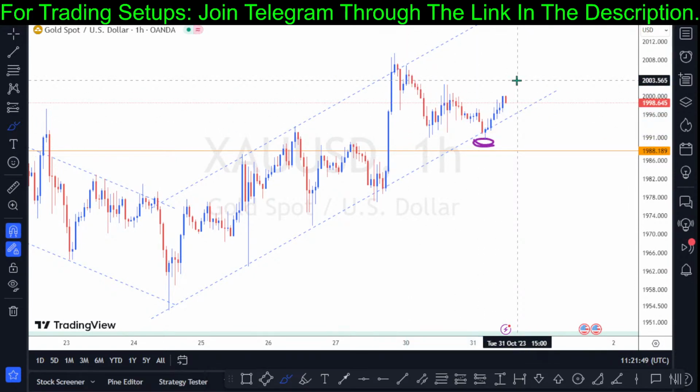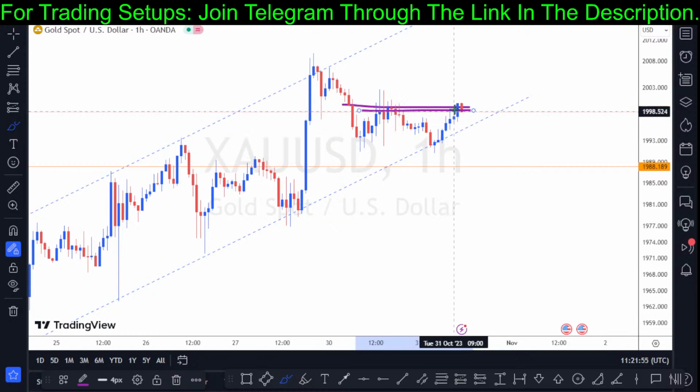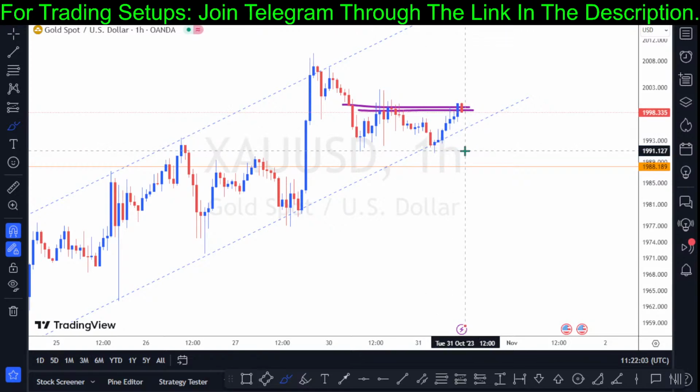But if you are trading the possible breakout of this double bottom on the 1 hour chart, then the best zone to have your stop loss would be at this high low swing right there. All right, so that is my view on gold for those who want to take gold.